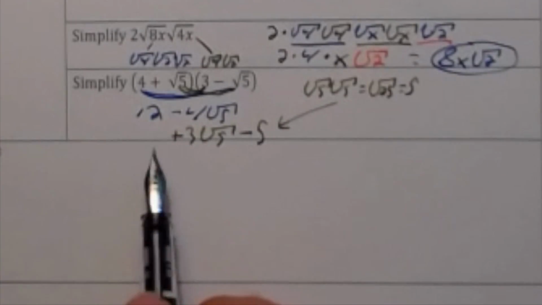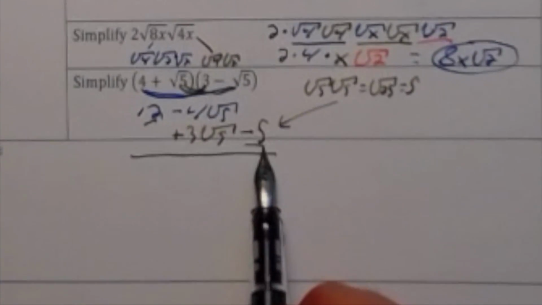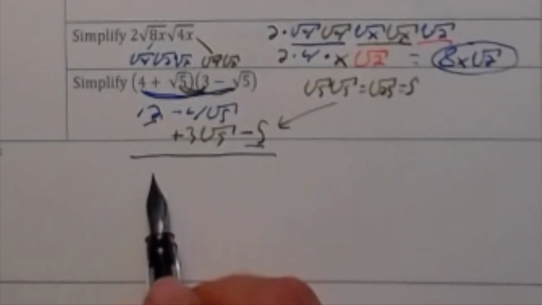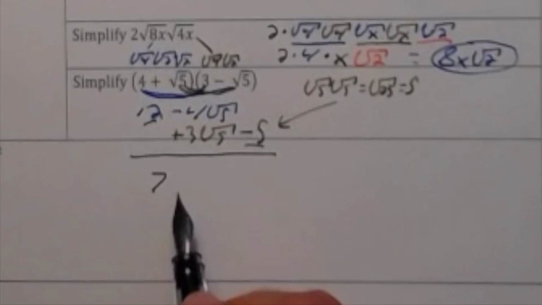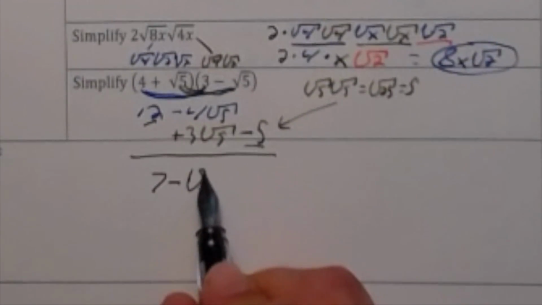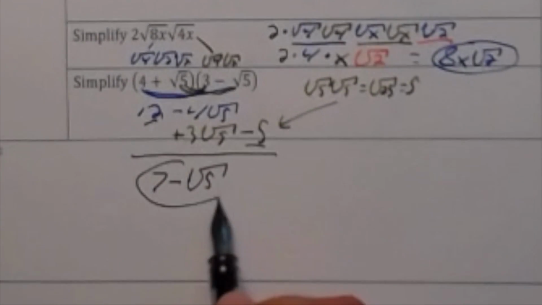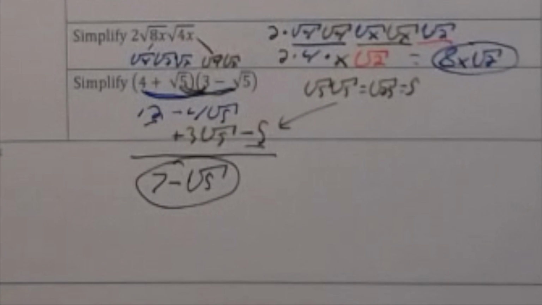Now I add these all together to see the like terms, and I see that I get 12 minus 5 is 7, and 4 radical 5 plus 3 radical 5 is just a radical 5. My answer being 7 minus radical 5.